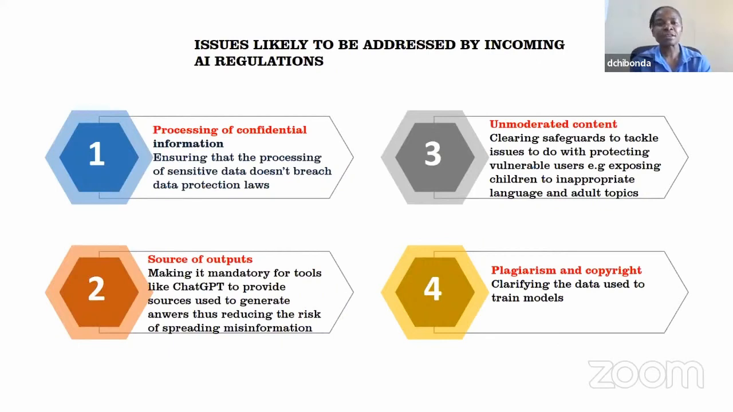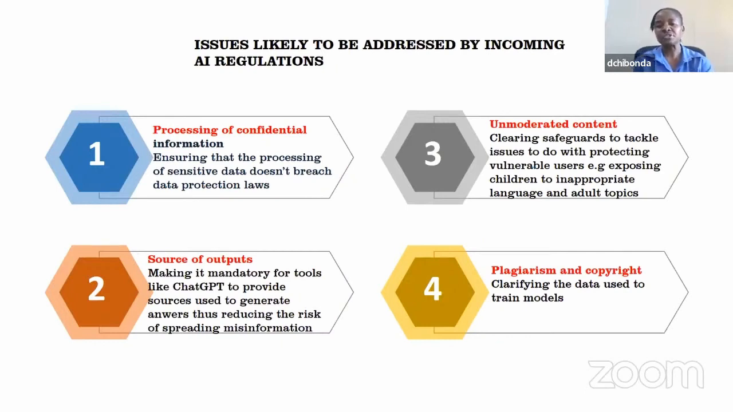And then it might also look at unmoderated content. This is about clearing safeguards to tackle issues to do with protecting vulnerable users, e.g. exposing children to inappropriate language and adult topics. Right now, your kid can just take a phone and go to ChatGPT, and they can search anything. Who knows what it is that they're going to get? Some of these AI languages provide information that is too much. Or I can say it's the adult topics, some of them can actually destroy their lives while they're still young. So regulations will likely look at this unmoderated content and see how they can safeguard some people who are vulnerable, especially young children.